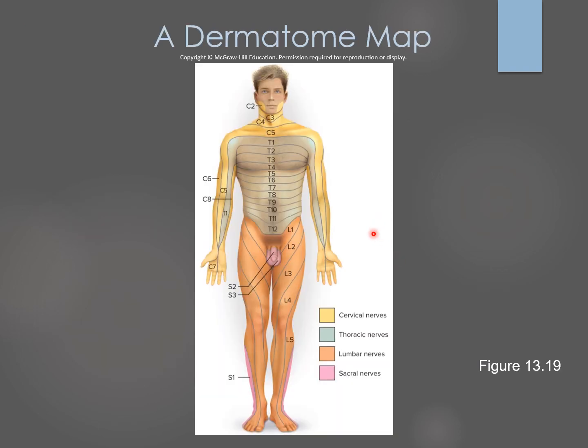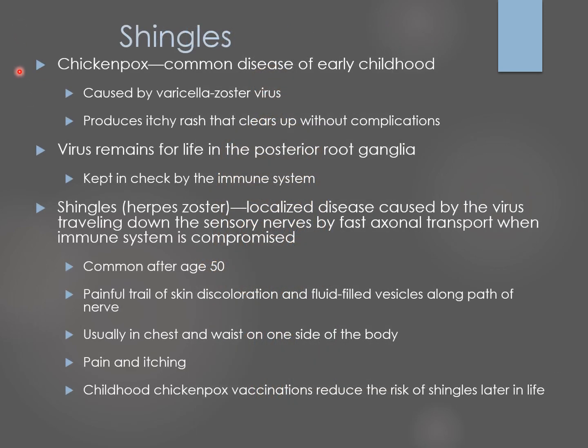Here's your dermatome map. We've got the cervical nerves, the thoracic, the lumbar, and the sacral. Let's talk about some more things that can go wrong. Shingles is a herpes virus. It's the same virus that causes chicken pox when you're a kid.